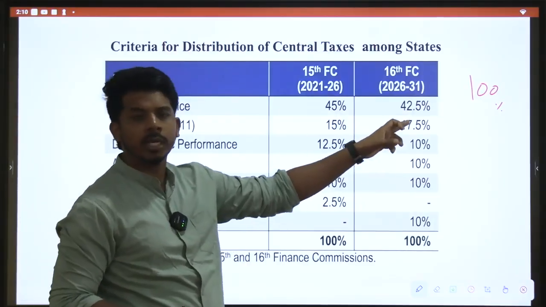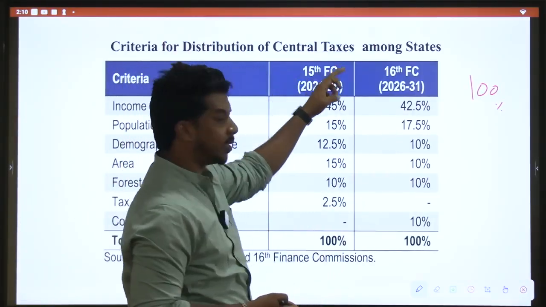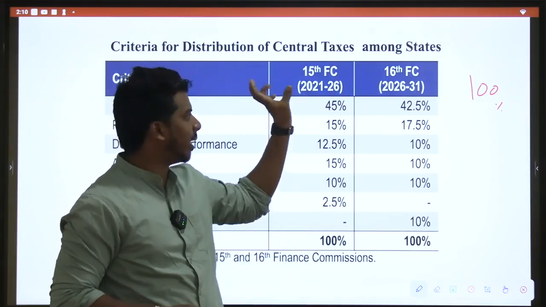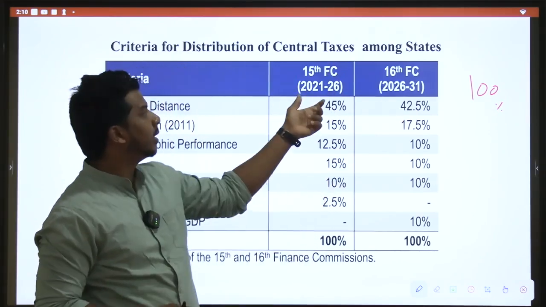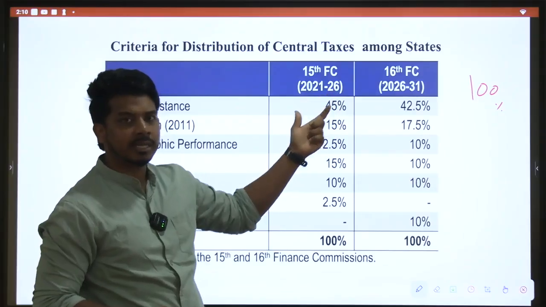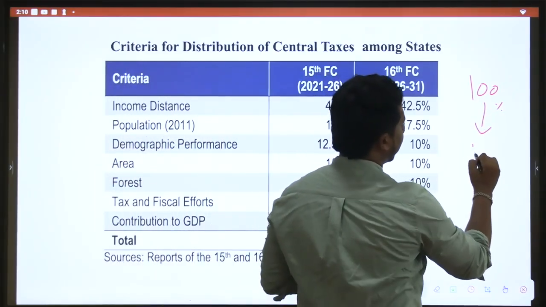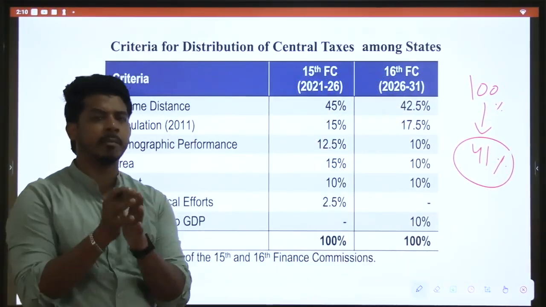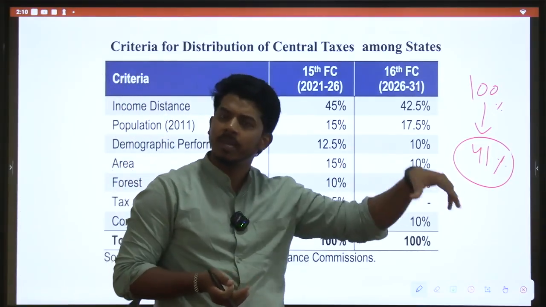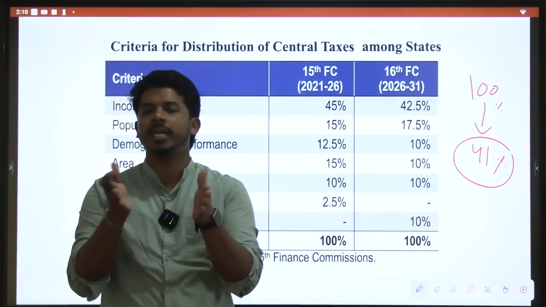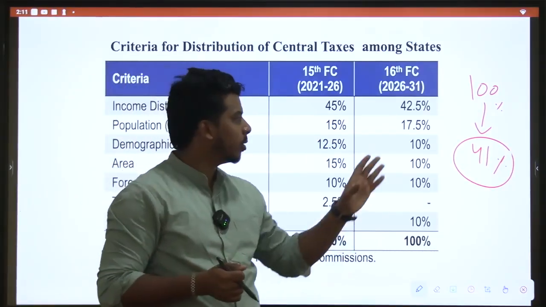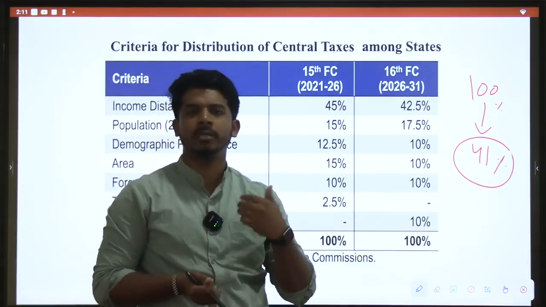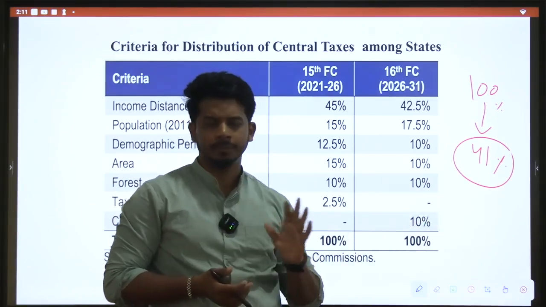For every 100 rupees the union government gets as tax, the 15th Finance Commission, the previous one, whose chairman was N.K. Singh, said please give 41% to the states, all states combined. The 16th chairman is Arvind Panagariya. It was 42 if you include Jammu and Kashmir, but Jammu and Kashmir was divided into 2 union territories. So to the states it is 41%, excluding Jammu and Kashmir and Ladakh as union territories.